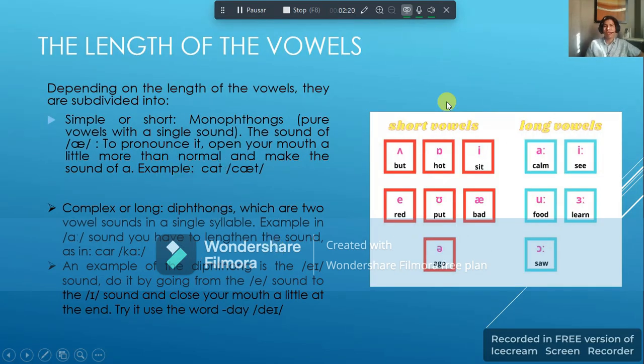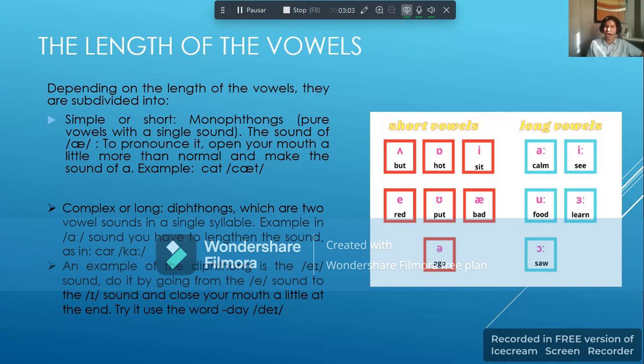Next we have the length of the vowels. Depending on the length, vowels are subdivided into simple or short, and complex or long, and in the image we have the short vowels and the long vowels. The first, simple and short monophthongs, are like the A. You need to open your mouth a little more than normal and make the sound. Like we can say cat. You're not going to say cat. No, you say cat, with more dynamics. Cat. The complex ones are diphthongs, which are 2 vowels in a single syllable.